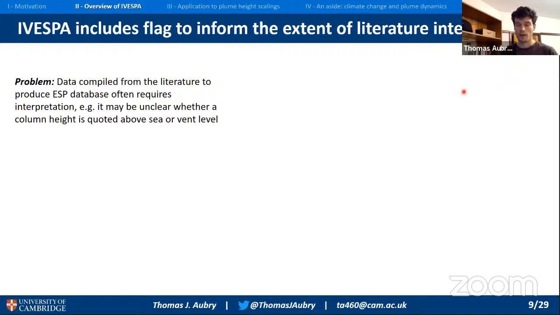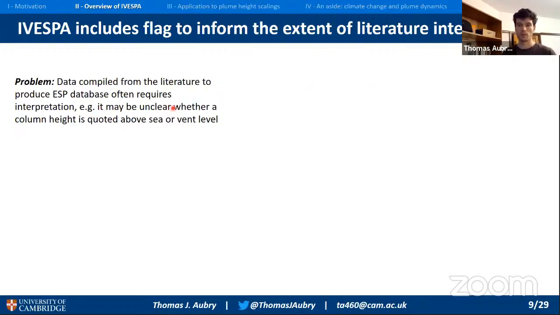So in IVESPA, I don't think I've made that clear yet, but all the data is collected from the literature by the working group. And so one common problem when you try to gather data from a study from the literature is that you often have to interpret what a paper says, either because information is missing, or maybe something is not clear.